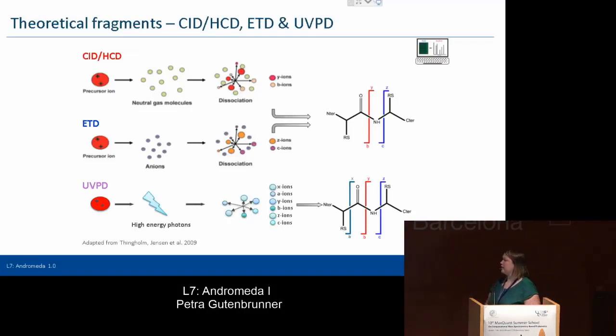And then also a quite new method is UVPD, and here you use ultraviolet light to fragment the peptide, and here we have all kinds of fragmentation patterns like A and X and B and Y and C and Z.